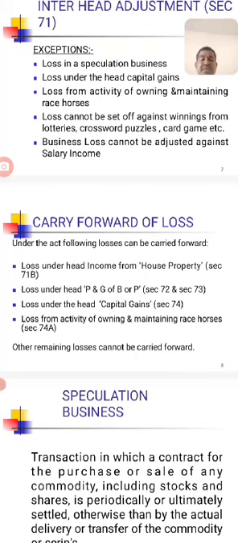Next we see carry forward of losses. First was inter-source adjustment, next is inter-head adjustment, and third is carry forward of losses. How to carry forward? Under the Act the following losses can be carried forward: loss under the head income from house property, Section 71B; loss under the head profits and gains of business or profession, Sections 72 and 73; loss under the head capital gains, Section 74; loss from the activity of owning and maintaining race horses, Section 74A. These losses can be carried forward as per the sections. Other remaining losses cannot be carried forward.